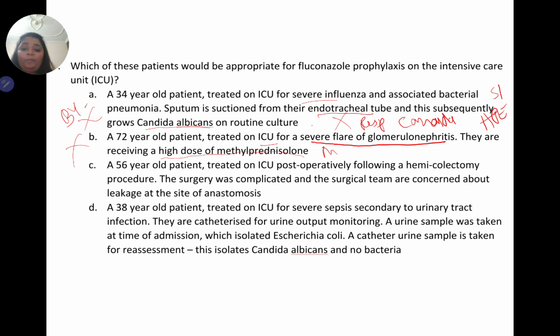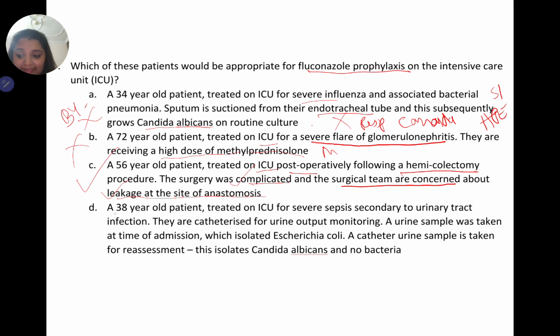A 56-year-old patient treated in ICU post-operatively following a hemicolectomy procedure. The surgery was complicated and the surgical team are concerned about leakage at the site of anastomosis. So when we see, your gut is one of the areas where Candida is a commensal, so definitely this is a risk factor. The surgery was complicated and there is some leakage in the anastomosis. So this is an ideal situation where fluconazole prophylaxis can be given.